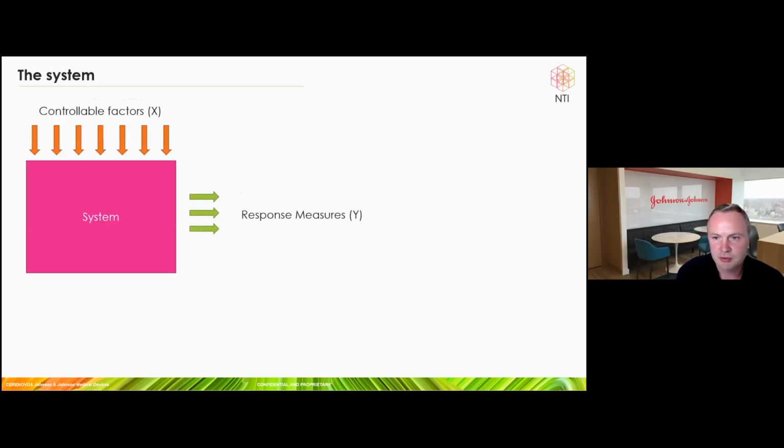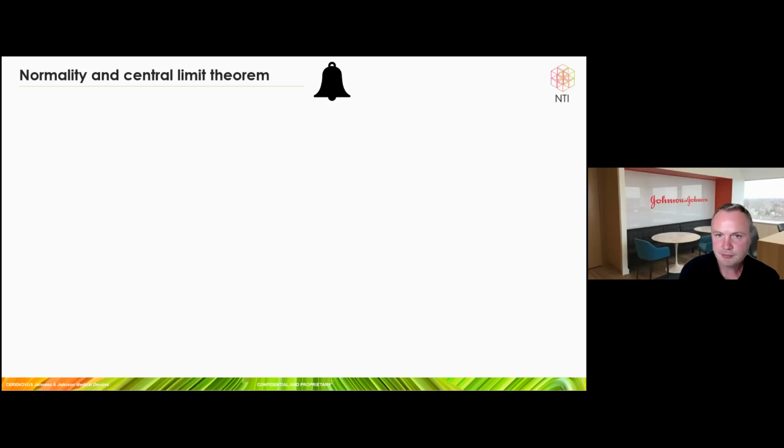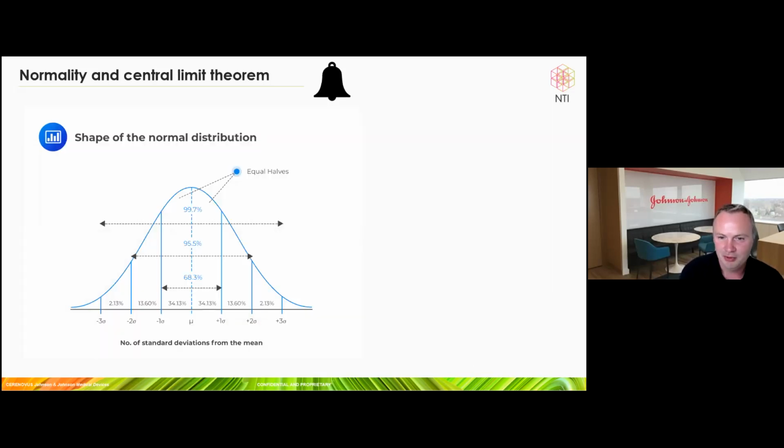Of course, we know those controllable factors, we have response measures, but we also have to be mindful of uncontrollable factors in the system. These are things that might not readily be controlled, such as temperature, humidity, machine wear, and so on. And they might be a huge source of variation. So you really need to understand other sources of variation and come up with strategies to control that within your experiment as well, okay?